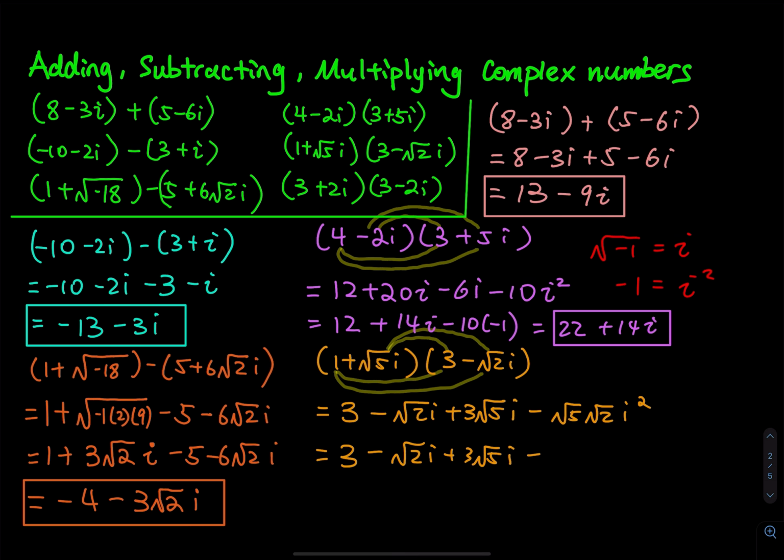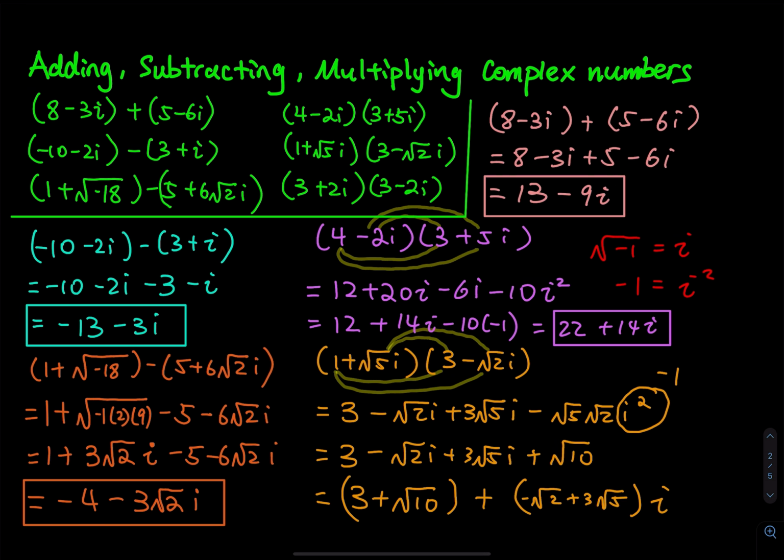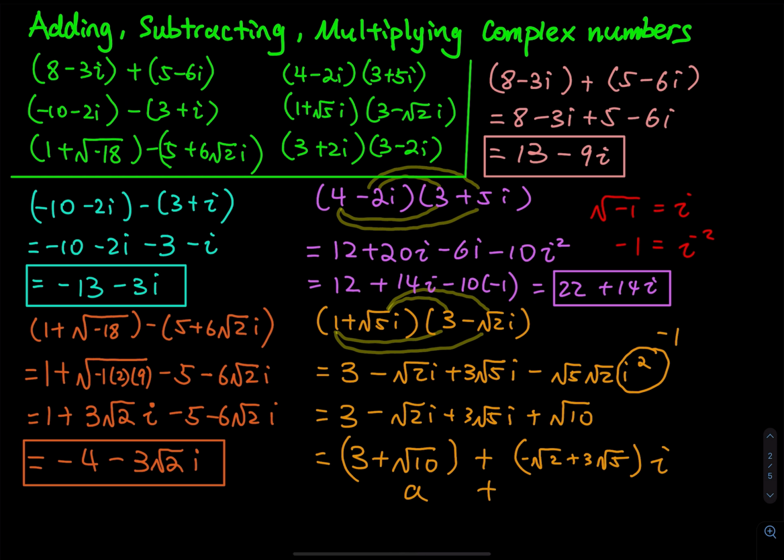And then this is a root 10, and then i squared is equal to negative 1, so that is equal to negative 1, and then minus, you have a plus, right? You have a plus root 10. So therefore, when you put this in standard form, I will just do a 3 plus root 10. So this is your a, and then I will factor out the i, and then just do a minus root 2, and then plus 3 root 5. So this is like a plus bi, which is the standard form of a complex number, right?